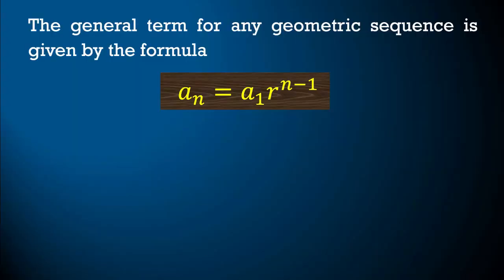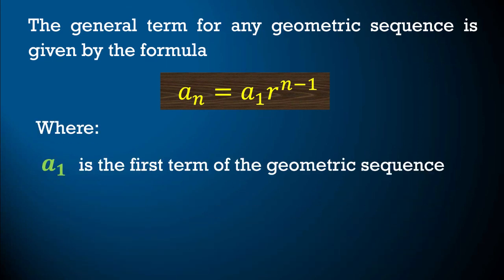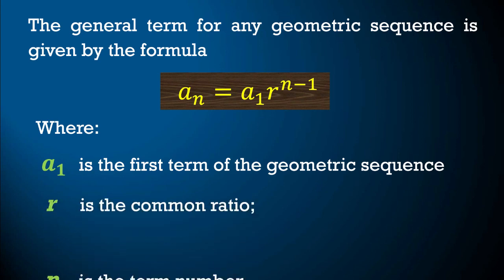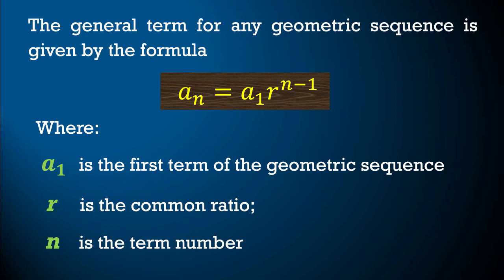The general term for any geometric sequence is given by the formula a sub n equals a sub 1 times r raised to n minus 1, where a sub 1 is the first term of the geometric sequence, r is the common ratio, and n is the term number.